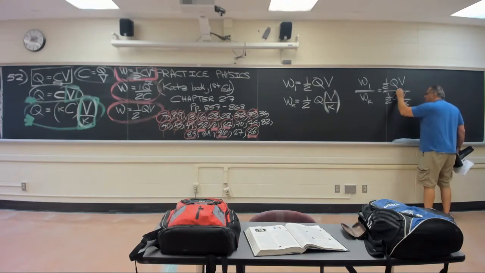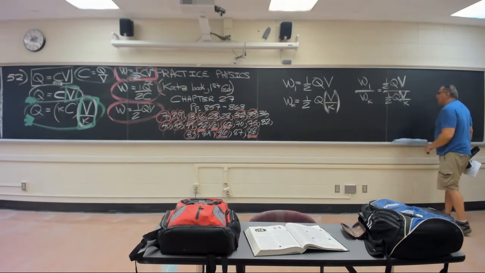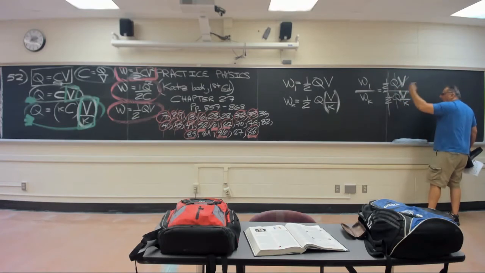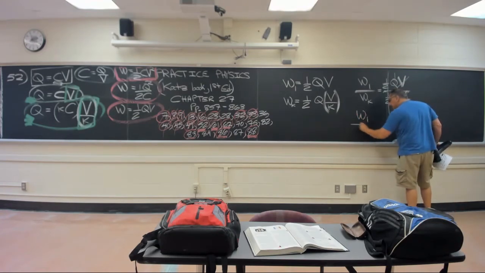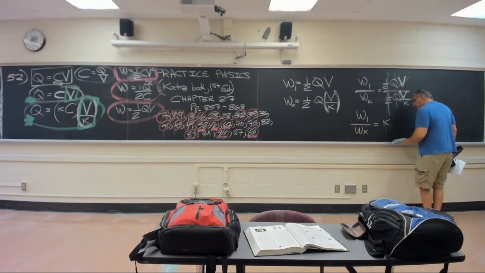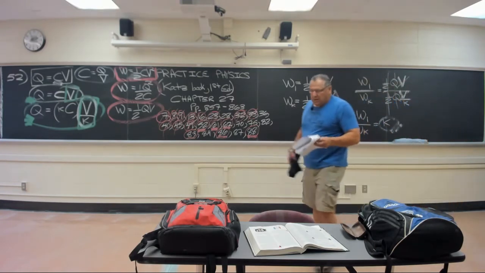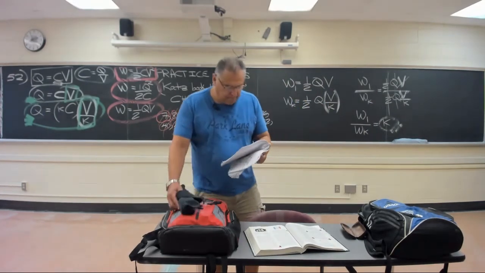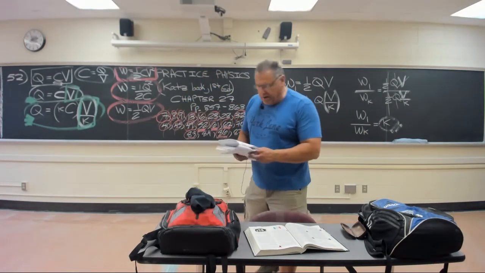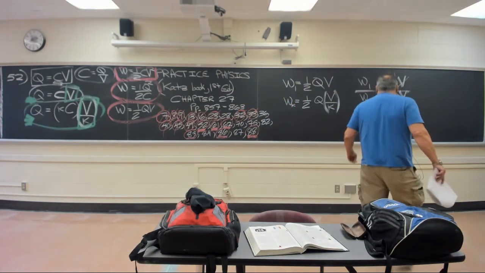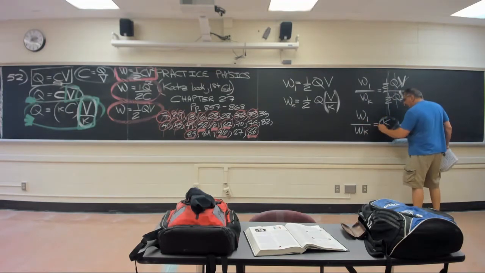Or V over kappa, rather, I'm sorry. Everybody cancels. The V's go, the kappa comes on top. Kappa times more work is required to do it. With the same Q and smaller V requires less work. Yeah, you're going to need more work. That many times more work.